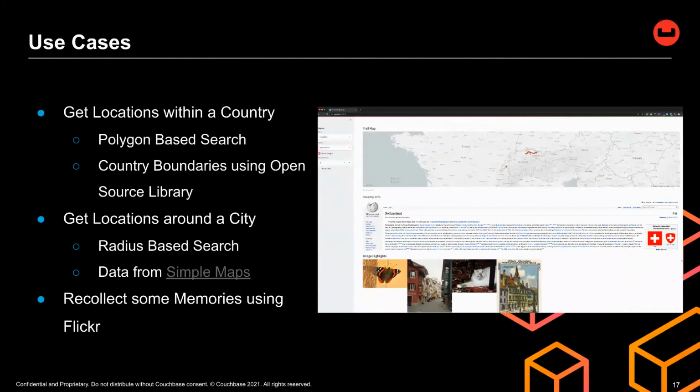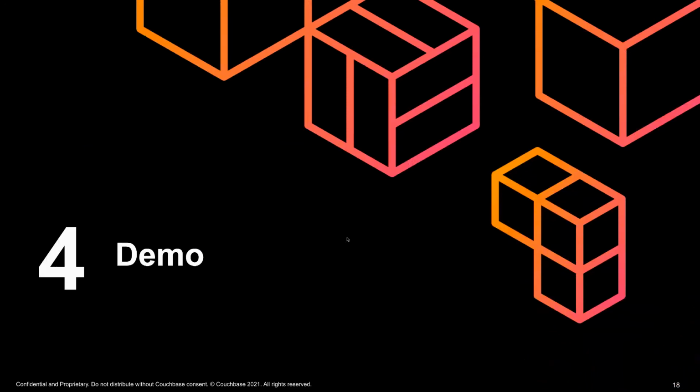radius around the city. For the country information, I have an open source library which gives me the coordinates for the boundaries. For the cities, I have a data set of the 40,000 biggest cities in the world from Simple Maps. Additionally, I also get some images so that I might remember the places from the images. For the images, I'm using public images from Flickr. They have an API which allows you to search for images around a GPS coordinate. Okay, let's get quickly into the demo and see what we are trying to do.